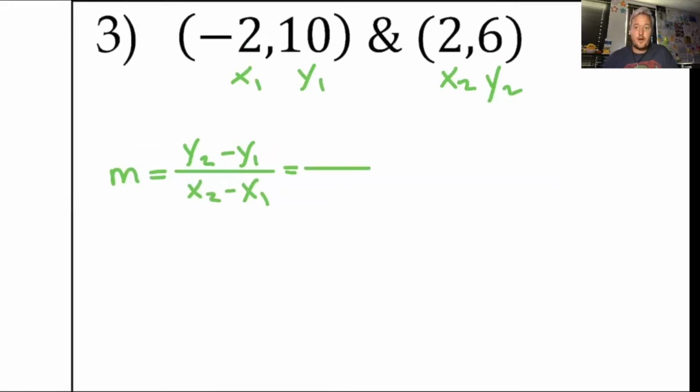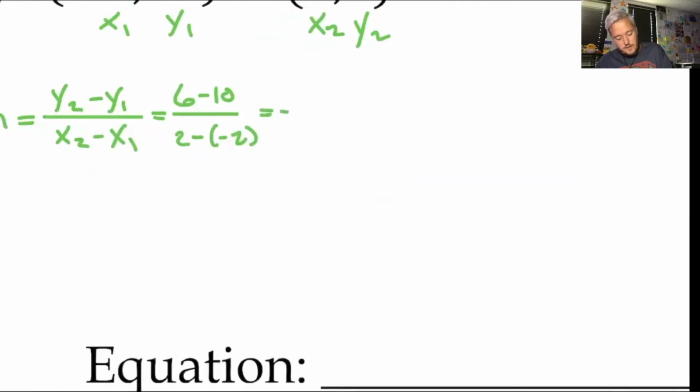remember it's change in y over change in x. So I'm going to do 6 minus 10 over 2 minus a -2. So be careful here. Anytime you subtract a negative, that turns into plus a positive. So in the top, I'm going to have 6 minus 10, which gives me -4. And in the denominator, I have 2 minus -2, which is going to turn into 2 plus 2, which is going to equal +4. So when you simplify, you get a slope of -1.